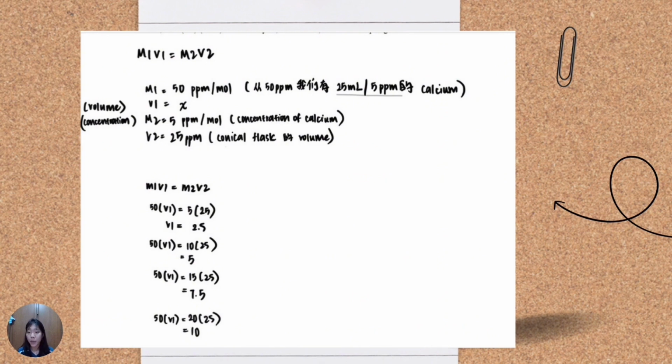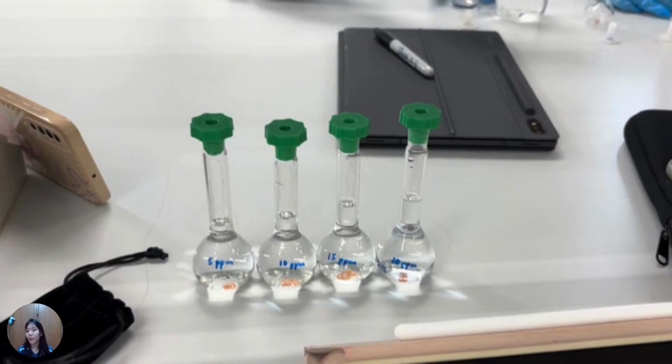Firstly, I calculated our V1 to determine how much ppm of calcium standard solution we needed to add into the volumetric flask. Using the formula M1V1 equals M2V2, we calculated the volume needed for the different concentrations of the stock solution we set ourselves, which are 5 ppm, 10, 15, and 20 ppm.